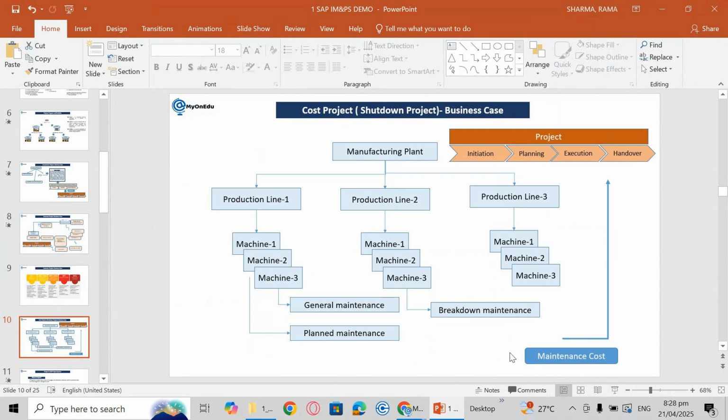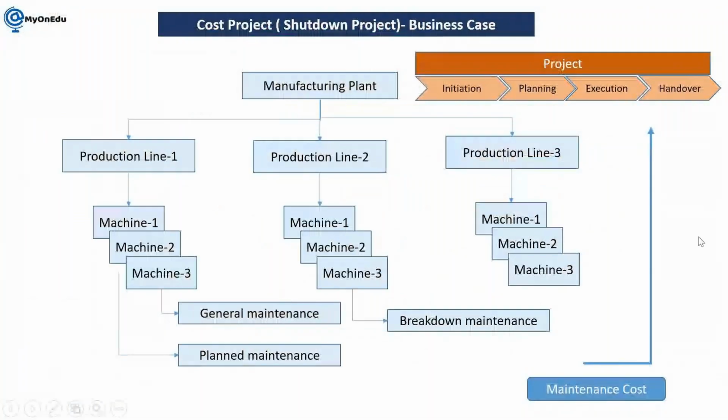So here next is a cost project. As I explained, I have taken one example of maintenance. Let's say this is one manufacturing plant where we have different production lines, production line 1, 2, 3. Machines are there, and whatever maintenance needs to be done has to be managed through plant maintenance orders, PM orders. To manage all these orders as a project, we need to create a project in the project system with all the phases, and all these maintenance orders can be assigned to the project.